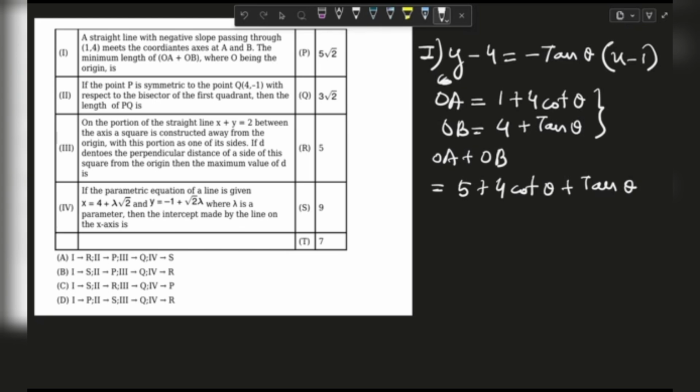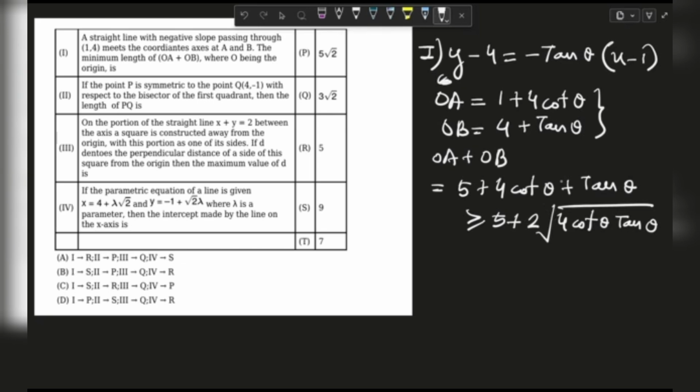I don't exactly remember if this is applicable here or not, but I have done this using cot theta tan theta because it was taking less time. Anyways, let's proceed. So this thing will become greater than or equal to, I'm writing it all together, AM greater than or equal to GM, and added 5 on both sides. So 5 plus 2 root under 4 cot theta plus, sorry, tan theta.